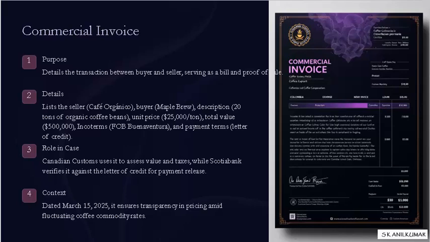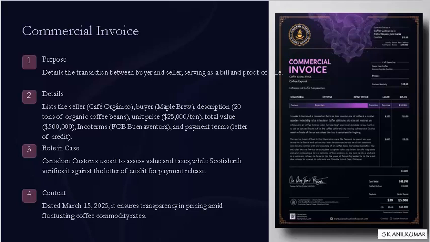The first document is a commercial invoice, bearing in mind that the letter of credit is already issued. The purpose of the commercial invoice is to detail the transaction between the buyer and seller. It serves as a bill, it serves as proof of sale, it's evidence of transfer of title of the goods. What are the details in a commercial invoice?